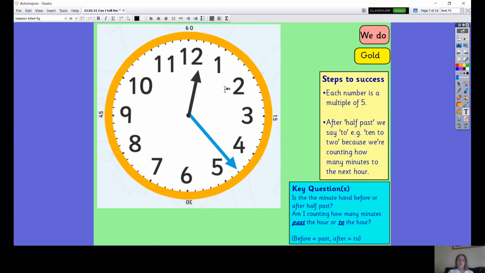Okay, so same again, if you can pause the video. I've taken some of the numbers from around the edge away this time just to make it a little bit harder for you. Pause the video here, see if you can work out what the time is. Off you go.